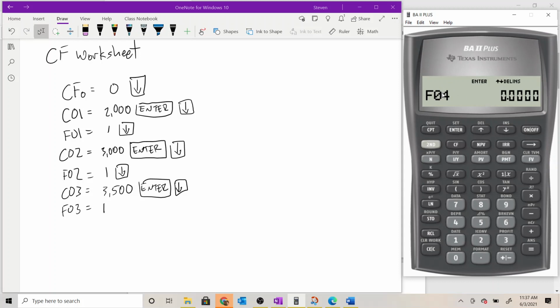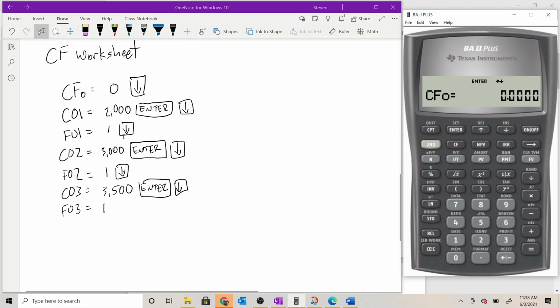If I hit it one more time, FO4, notice it's no longer 1 by default. There's no sideways triangle, there's no equal sign, so there's nothing stored on the FO4 key, which is great. That's what I'm looking for. If I hit the down arrow key one more time, if there's really nothing else in there, it should take me back to cash flow 0, and it does. So now I know for sure that there's nothing else in the calculator.